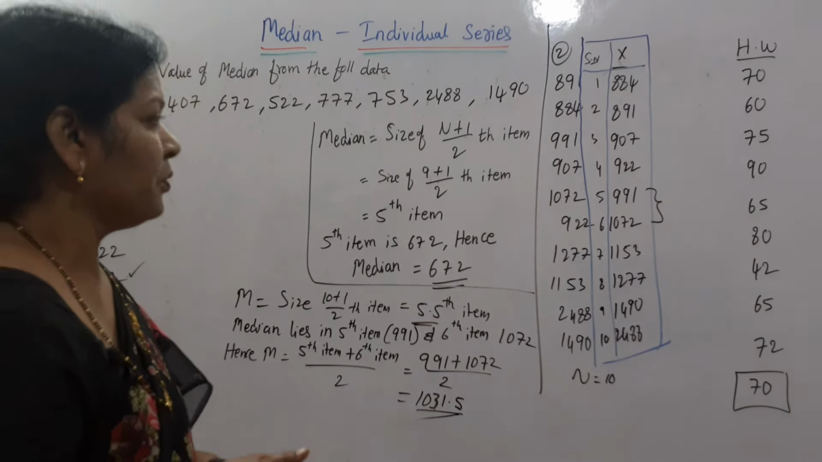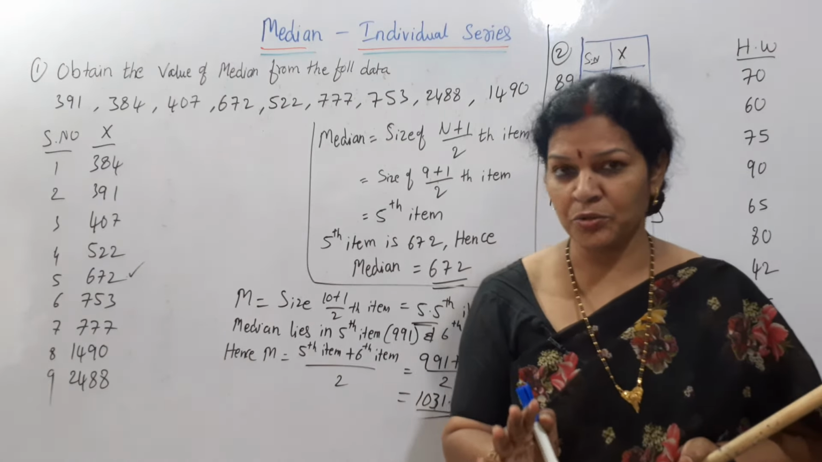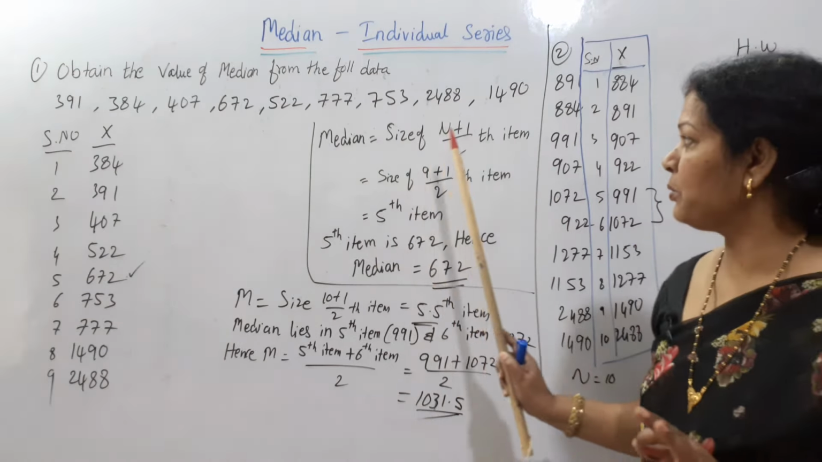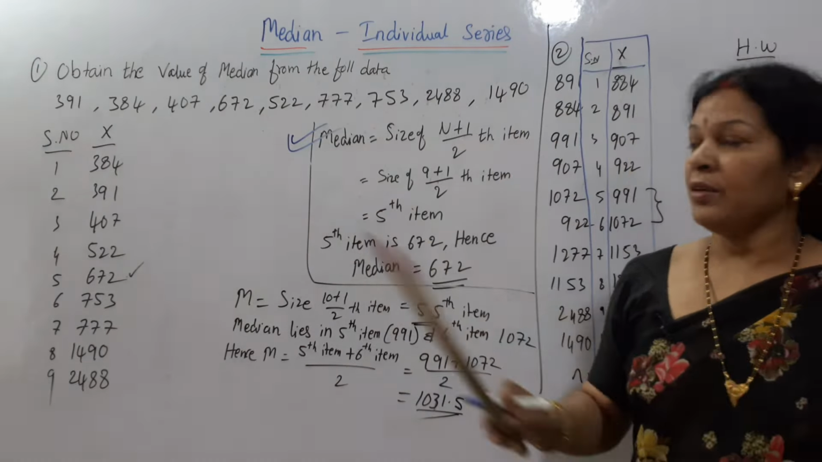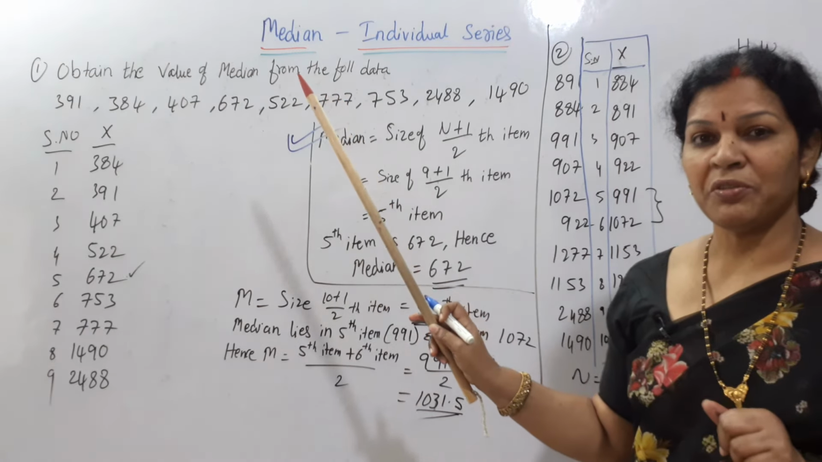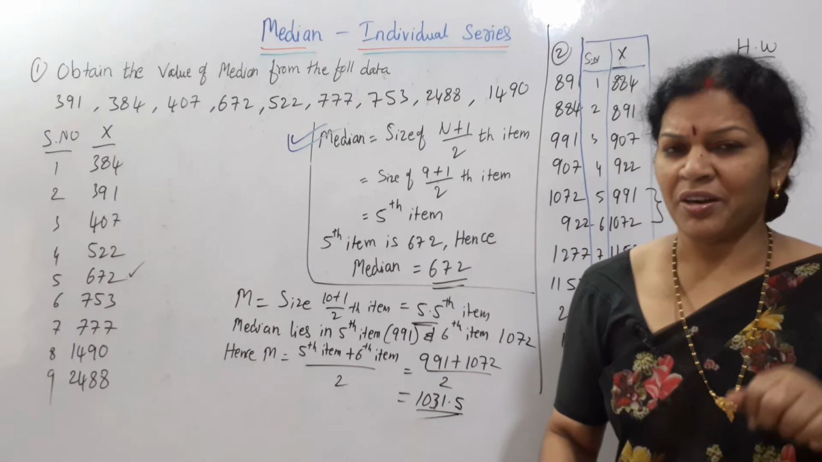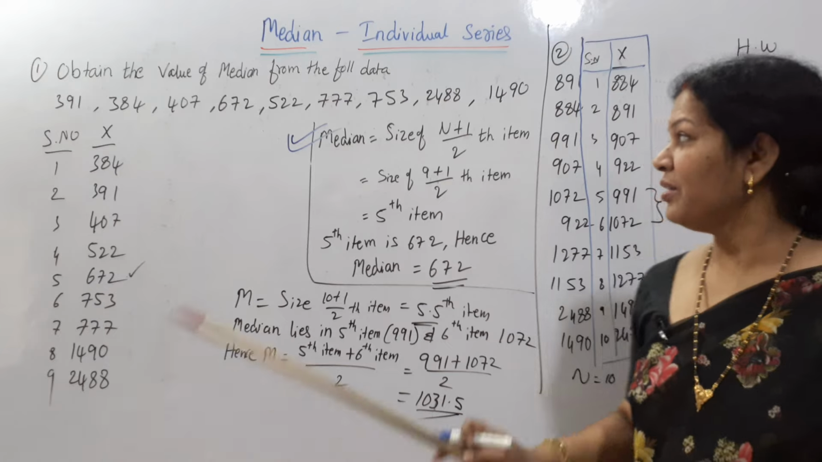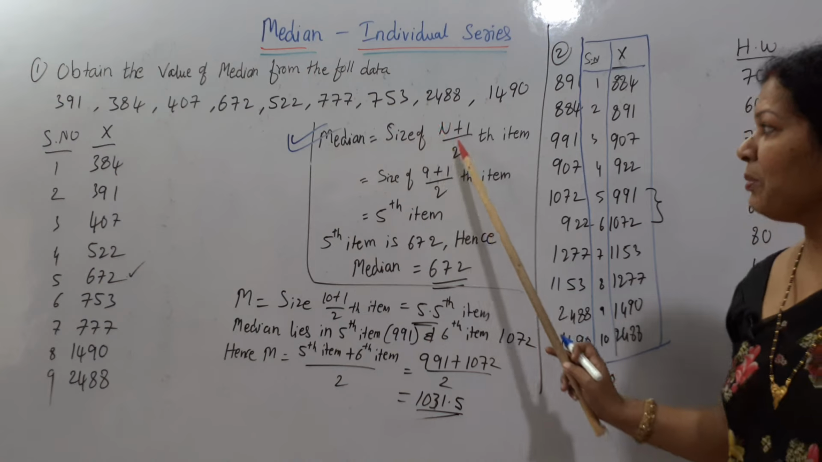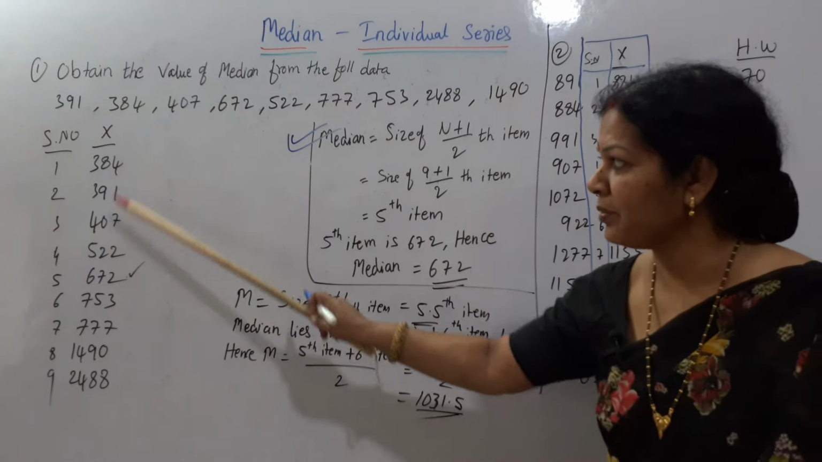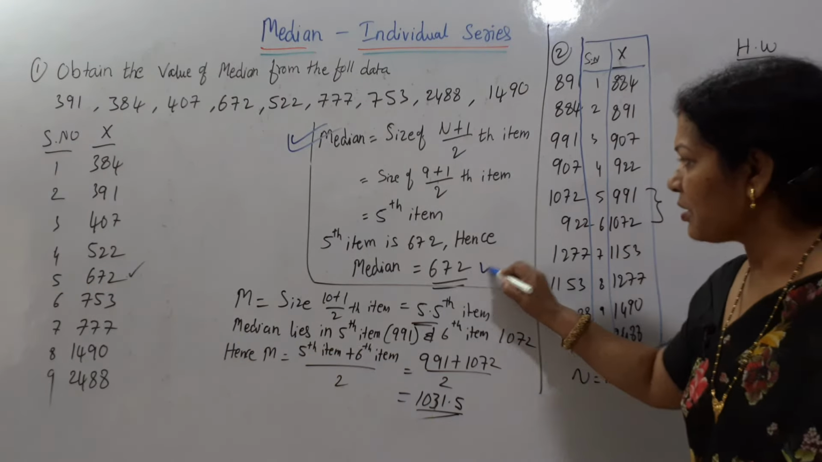Let me explain you once again very clearly. Whenever you want to calculate median in individual series, formula, remember size of n plus 1 by 2th item. This you have to remember. Okay. First problem, number of observations were given odd number. Odd number means 9 numbers were given. When odd number is given, very easy to find out. As we have done, size of n plus 1 by 2th item. N is here 9, 9 plus 1 by 2, that is 5th item. 5th item means middle item. 1, 2, 3, 4, 5, 5th item. This is median. So we have mentioned here, right?